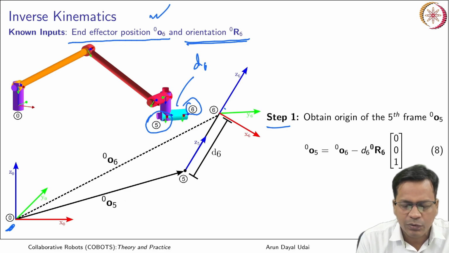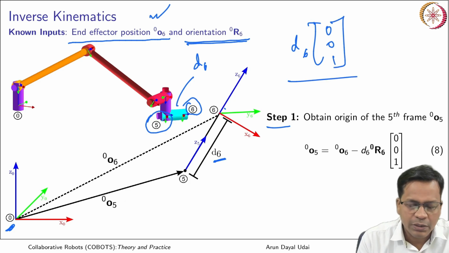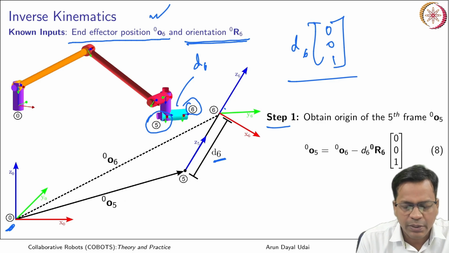How can I do that? If this is the distance d6, d6 is along the z axis. So, d6 may be written as d6 times [0 0 1], and this is in which frame? This is in frame 5. Frame 5 or frame 6, both are equally good here. So, this is already there.